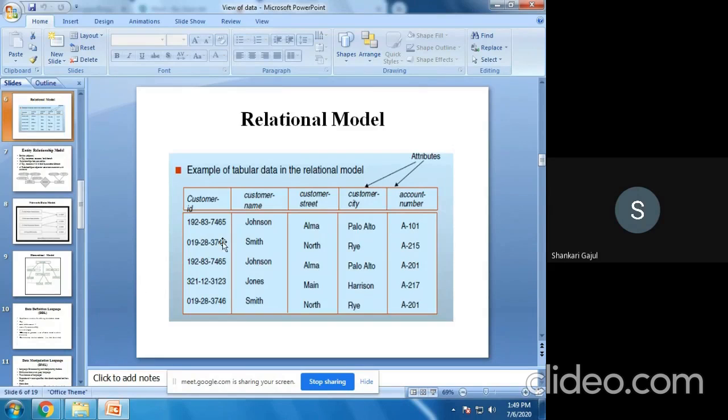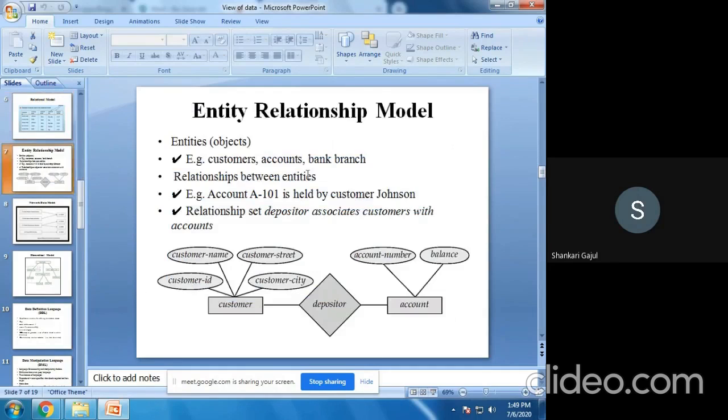What do we mean by relationship among those data? We will discuss that in the next type, the entity relationship model. This is the second type of data model. We simply call it the ER model also. E stands for entity, R stands for relationship, so it is the entity relationship model.